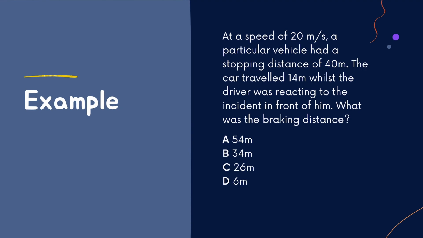So let's have a look at this example here. At a speed of 20 meters per second, a particular vehicle had a stopping distance of 40 meters. The car travelled 14 meters whilst the driver was reacting to the incident in front of him. What was the braking distance? Is it A, 54 meters, B, 34 meters, C, 26 meters, or D, 6 meters? So pause the video here, have a little go, and we'll go through the solution on the next slide.